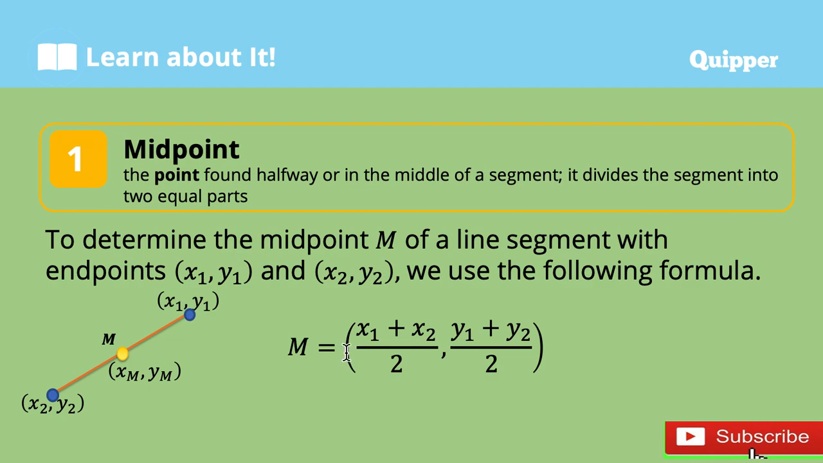We have x sub m is equal to x sub 1 plus x sub 2 divided by 2. This is to find the x component of the midpoint. And for the y component of the midpoint, just add the two y's and then divide it by 2.